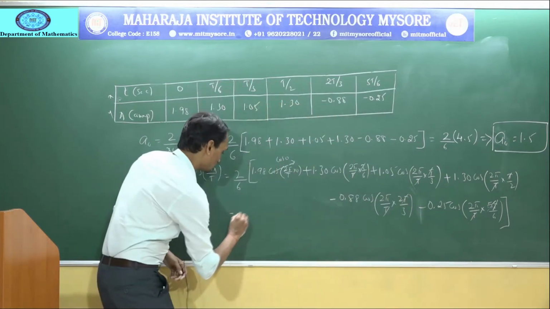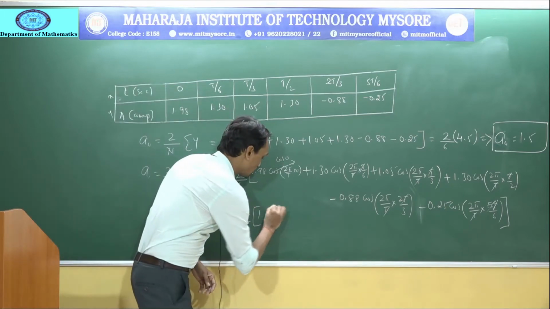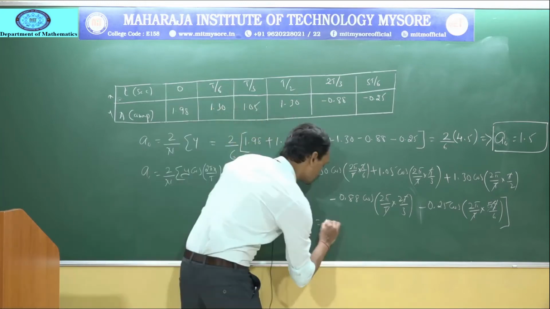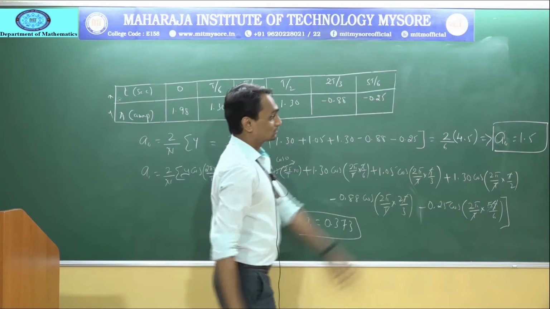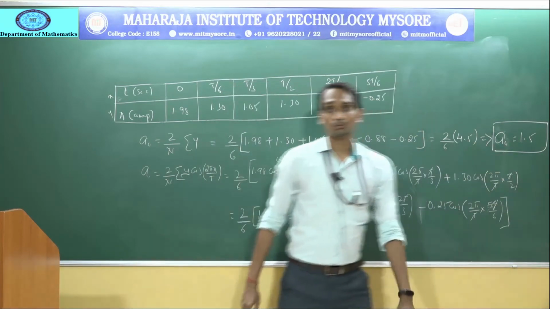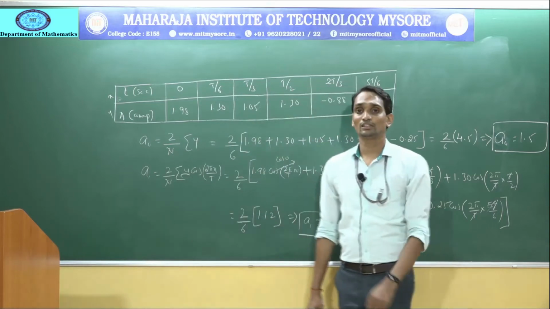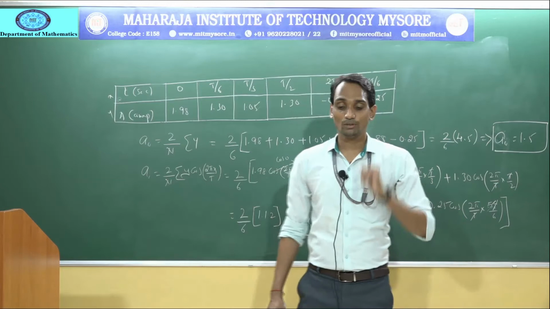We will get the value 2 by 6 into 1.12, which implies A1 equal to 0.373. First you got A0 equal to 1.5. The second value, A1 equal to 0.373. You got the two values. One more value remains, that is the B1 value.